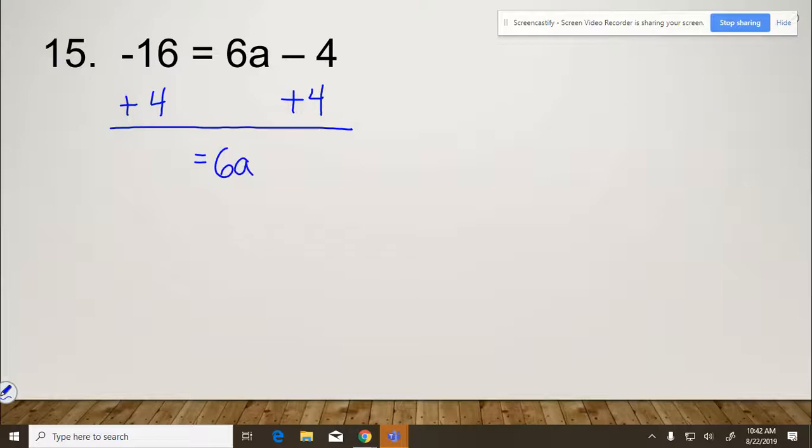Now I have to keep in mind I have integers here that I have to work with. When I see different signs, I have a negative and a positive, I find the difference. When I see difference, I mean subtraction. So if I have negative 16 and positive 4, since negative 16 has the largest absolute value, my answer is going to be negative. Then I can just find the difference between 16 and 4. 16 minus 4 is 12. I get negative 12 as my answer. So negative 12 equals 6a. Now I see multiplication. To undo that, I divide, and a equals negative 2. Done. All right, let's continue.